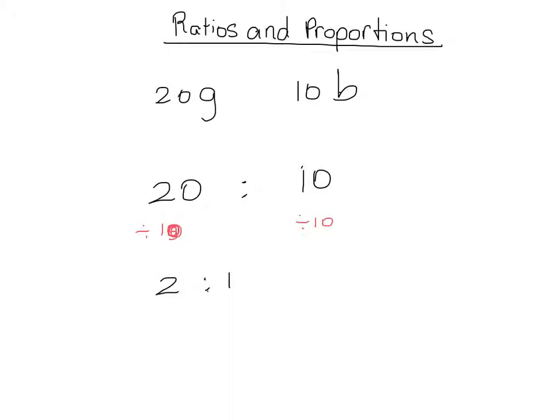Okay, so a ratio could be written with a colon, or you could write 2 to 1, or you could write it as a fraction, 2 over 1. My personal favorite is the fraction, but it's not saying it's the best way, it's just the one I like the most.